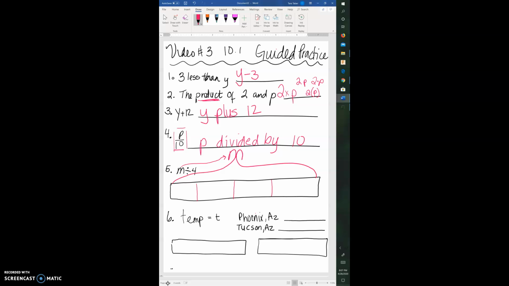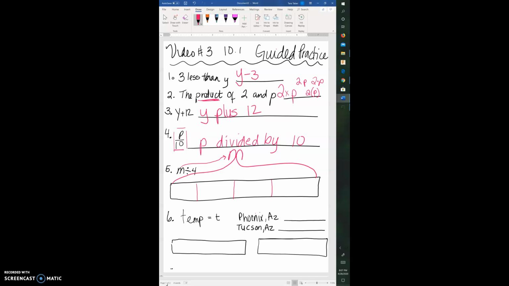So number 6, it's a word problem and they're pretty scary. It says, at 6 p.m., the temperature in Phoenix, Arizona, T, is the same as the temperature in Tucson, Arizona. By 9 p.m., the temperature in Phoenix has dropped 2 degrees, and in Tucson, it has dropped 4 degrees. By 11 p.m., the temperature in Phoenix has dropped another 3 degrees. Whew, what does all that mean?